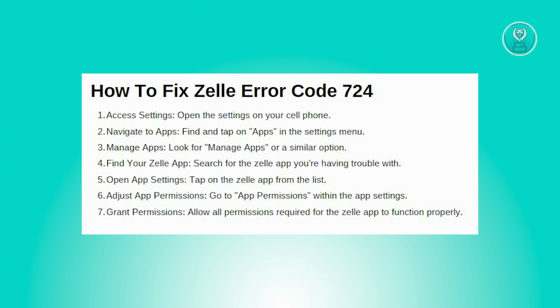Now, look for the app permissions or permission section within the app settings. Here you'll see a list of permissions that the app requires to function properly, such as access to your camera, contacts, or location. Review the permissions listed and ensure all necessary permissions are enabled. Toggle the switches next to each permission to allow access as needed. This setup ensures that the app has the necessary capabilities to perform its functions without any hindrance.